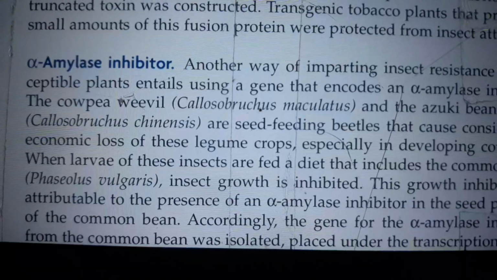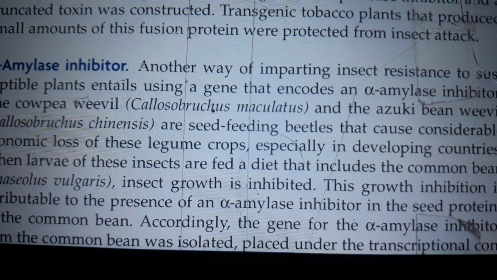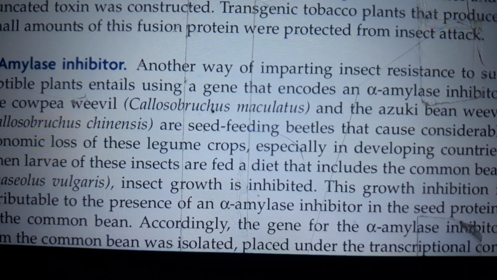that encoded the fusion protein of both the protease inhibitor and truncated toxin was constructed. Transgenic tobacco plants that produce small amounts of this fusion protein were protected from insect attack.